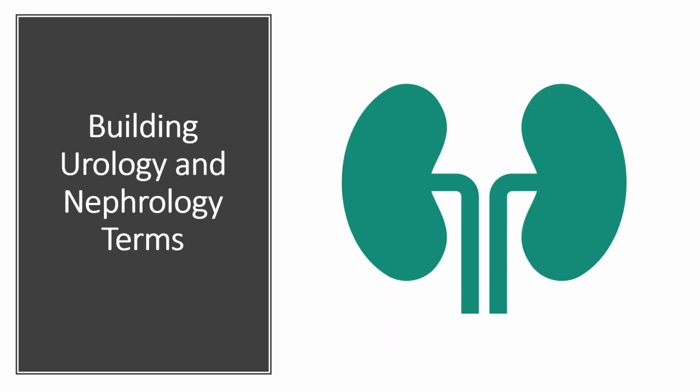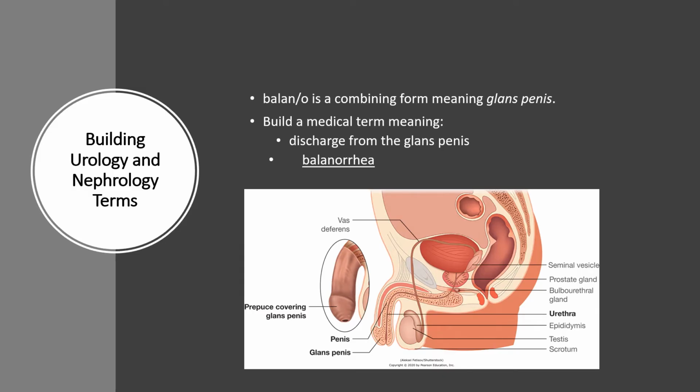Okay, welcome back to building urology and nephrology terms. Let's review your work together. Balano is a combining form that means glans penis. You'll see the glans penis is covering the prepuce circled in this image. Discharge from the glans penis is balanorrhea.